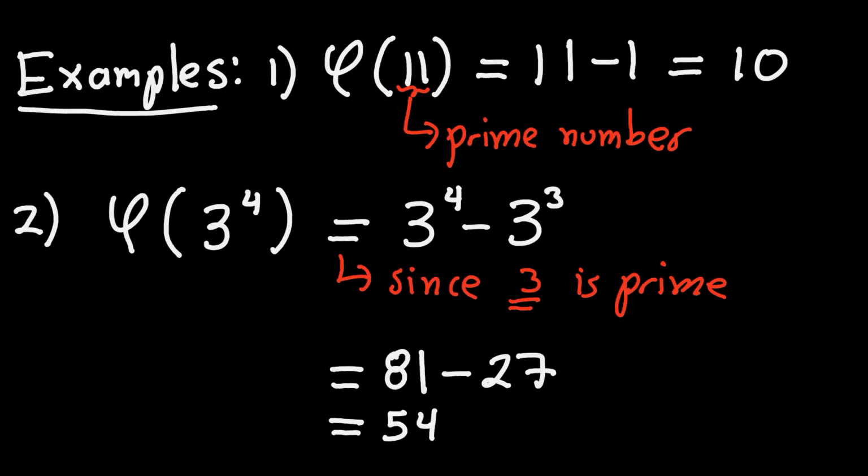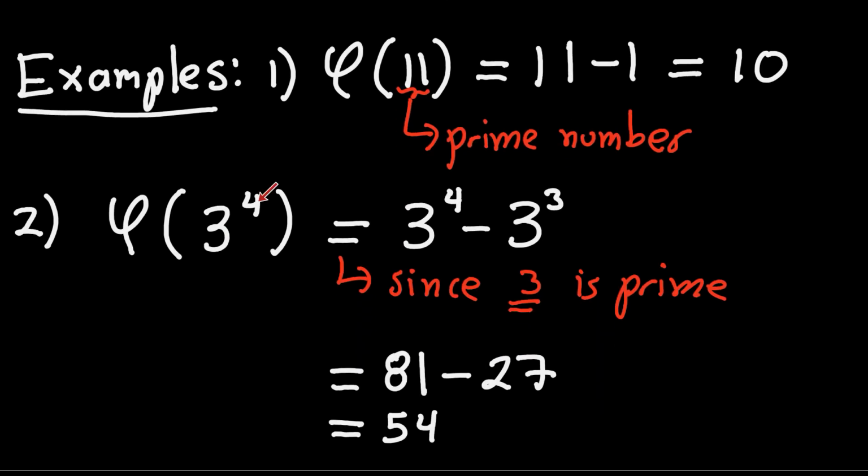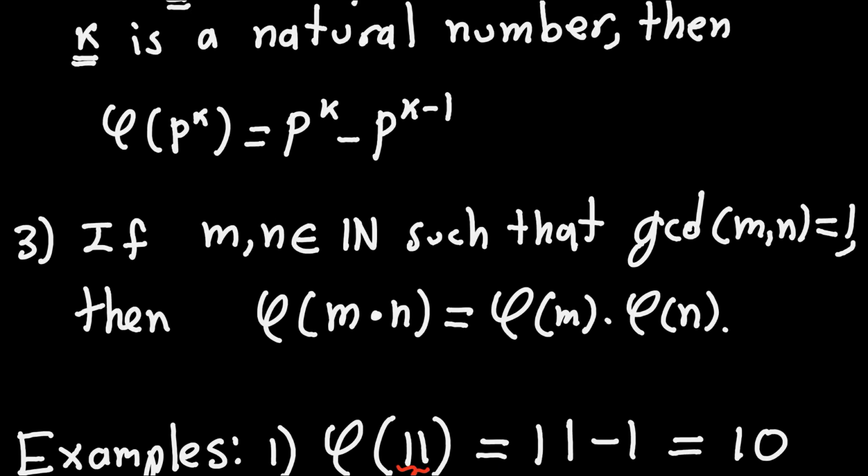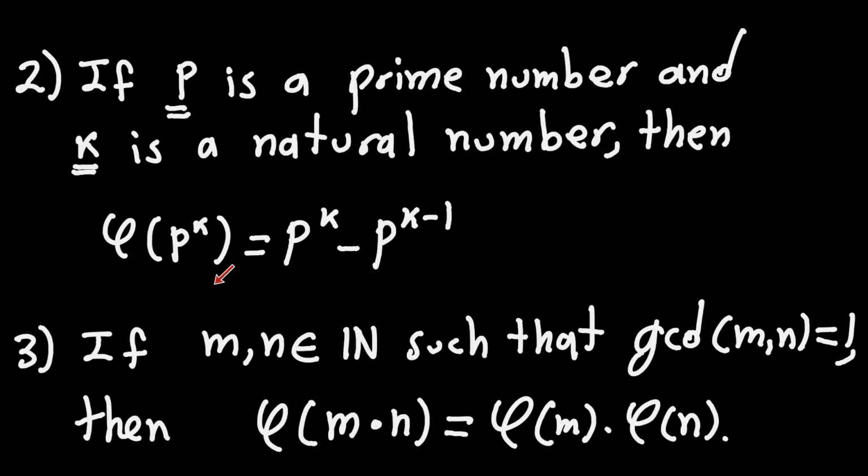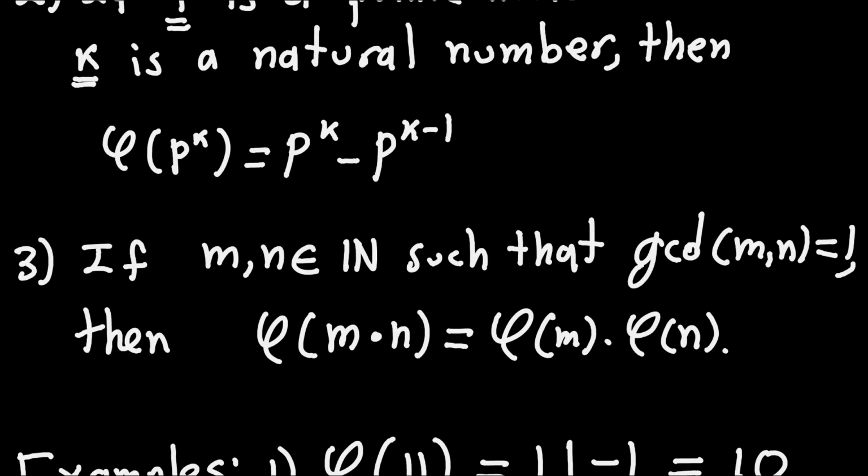Let's do the same for phi of 3 to the 4. We're going to apply some of the properties. 3 here is a prime number, so I can apply this property. You have a prime number to a natural number power, so we apply this property.